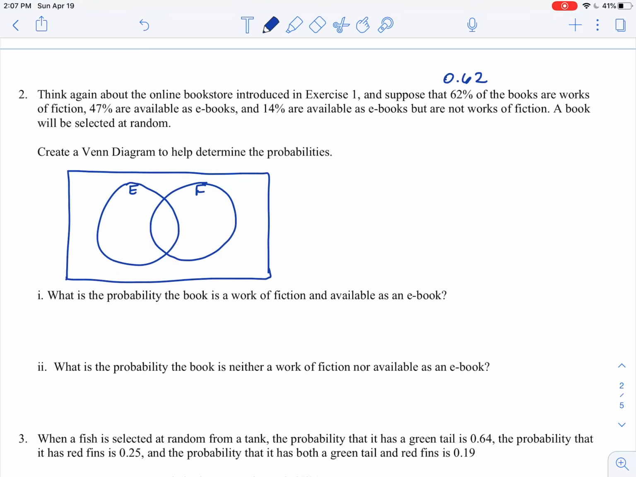Now here's where this gets a little bit tricky. 62% is this whole circle right here. But I don't know what portion is supposed to go in the space that's just fiction and not ebook, and I don't know what portion is supposed to go in the overlap, so I can't just put 0.62 down anywhere. I need to figure out what's the space in the overlap before I can figure out how much of that is going to go so that these two things together add up to 62. So I'm going to put 62 on the side for just a second. I'll say the probability of a work of fiction is 0.62.